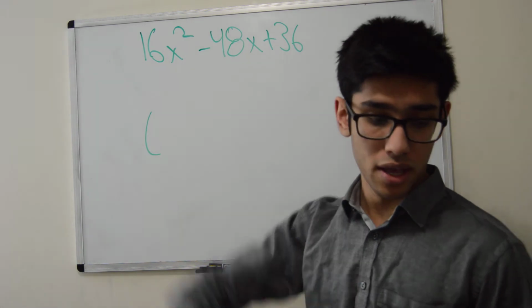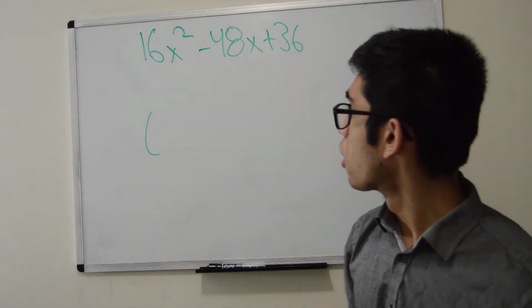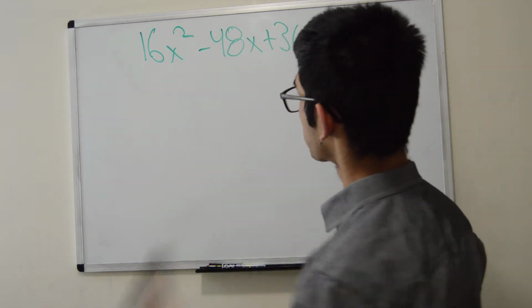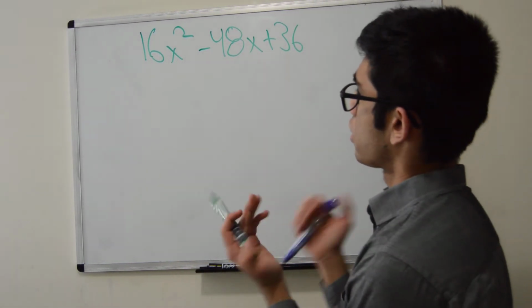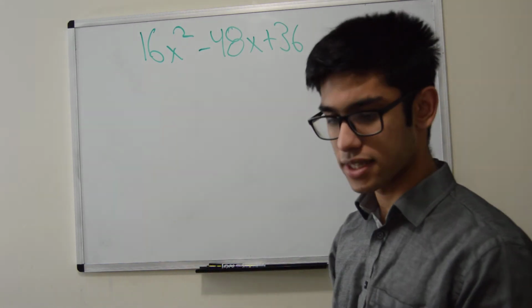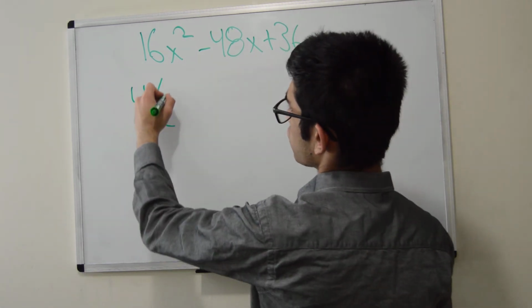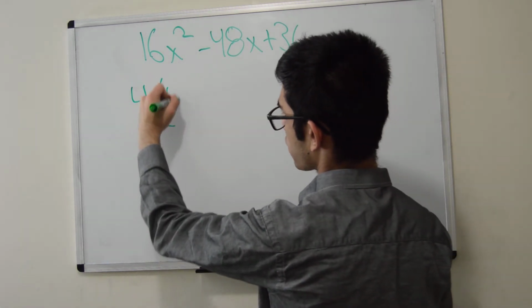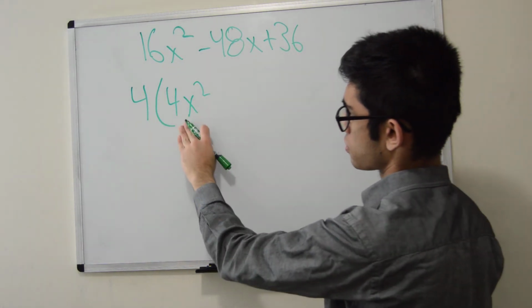I didn't do that. So I should look first for a common factor. So what's the common factor for 16x squared minus 48x plus 36? Well, in my opinion, I think 4 divides evenly into all of this. So let's take 4 as my common factor, right? So 4 times 4x squared gives me 16x squared, right? So there's my first term.